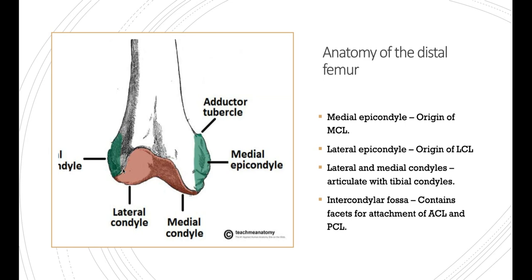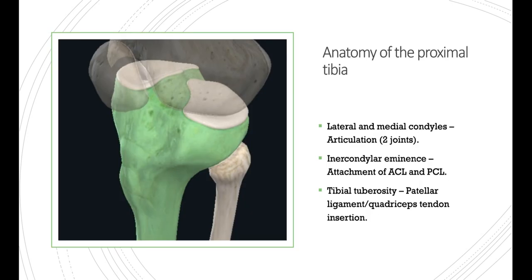Also at the bottom there's a lateral and medial condyle, and these articulate with the tibial condyles to form the knee joint. And the intercondylar fossa is an area between these two condyles, and these contain facets for the attachment of the ACL and the PCL.